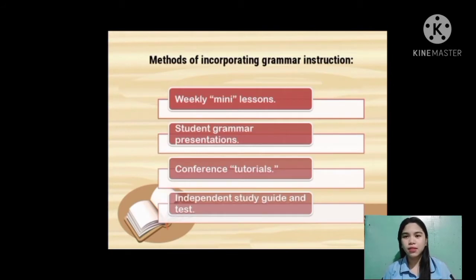Next are four methods of incorporating effective grammar instruction into the writing classroom. Depending on your own strengths as an instructor, one of these methods may appeal to you more than others, or you may wish to use several of these methods in conjunction with one another in order to create some variation for yourself and your students in class. So these are the methods. Number one, weekly mini lessons. Two, student grammar presentations. Three, conference tutorials. And number four, independent study guide and test.